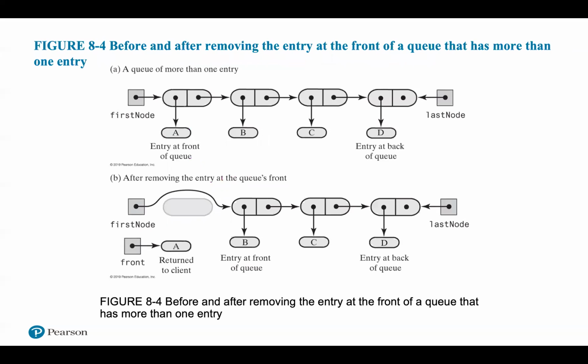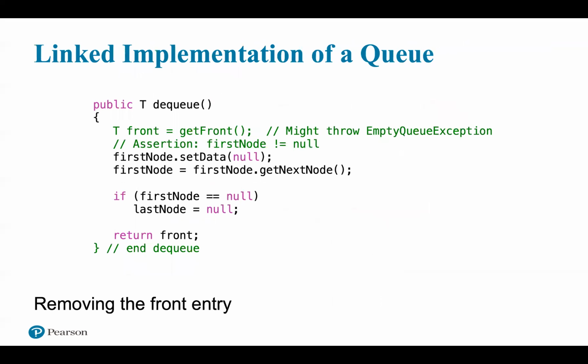For removing the front entry, the method dequeue retrieves the entry at the front of the queue and then removes the chain's first node by making firstNode reference the second node in the chain, as we're showing in the figure. If the chain has only one node, dequeue would make the chain empty by setting both firstNode and lastNode to null. And we'll see that shortly in the next figure. So like enqueue, dequeue requires no search and is independent of the other entries in the queue. Thus its performance is big O(1).